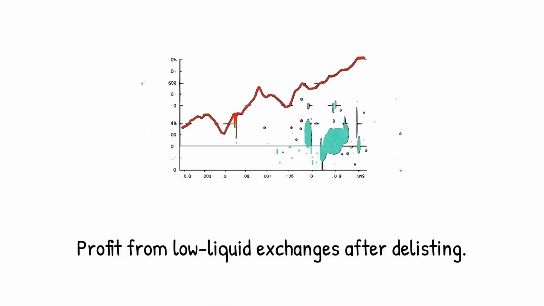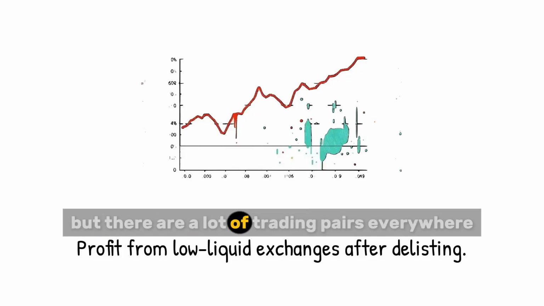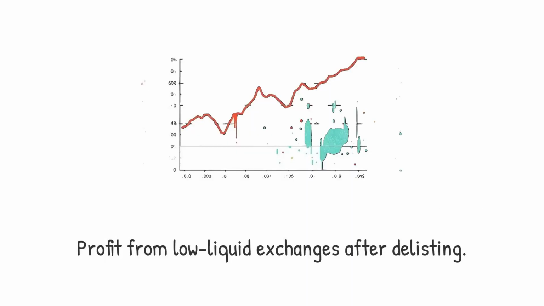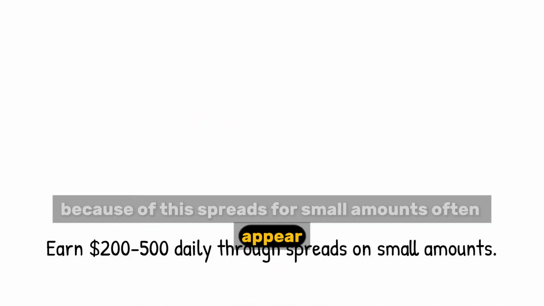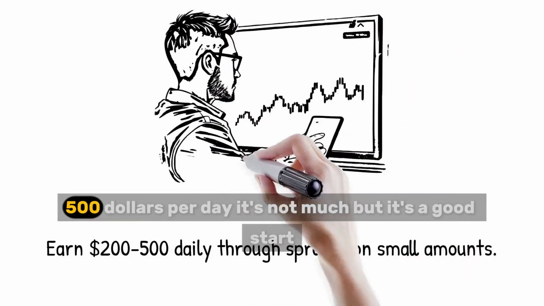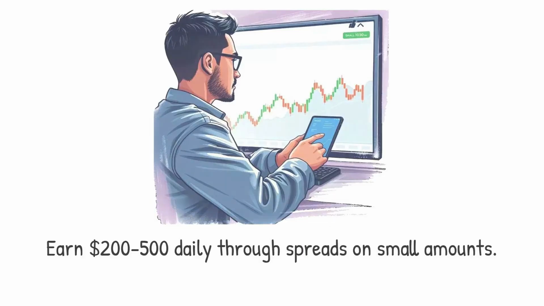There are dozens of such situations per day, especially on low liquid exchanges after delisting or news. Smaller exchanges usually have market makers for large platforms, but there are a lot of trading pairs everywhere, and not all have good market makers. Because of this, spreads for small amounts often appear. For beginners, this is just the thing. You can earn $200, $500 per day. It's not much, but it's a good start.